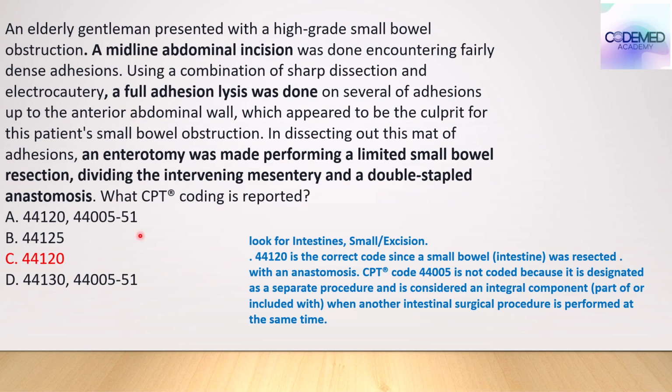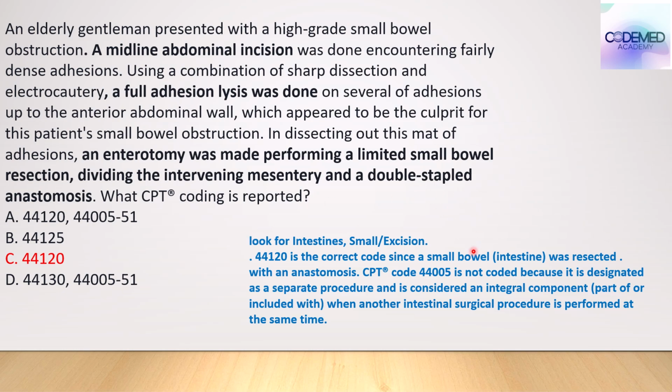For that, they separated the adhesions, and then they cut the small intestine and removed part of the small intestine, performing a limited small bowel resection, dividing the intervening mesentery, and a double staple anastomosis. Now, if you see the code 44120, it talks about enterectomy, that is removal of the small bowel, resection of the small intestine, single resection, and they have done the single resection, and then anastomosis happened.